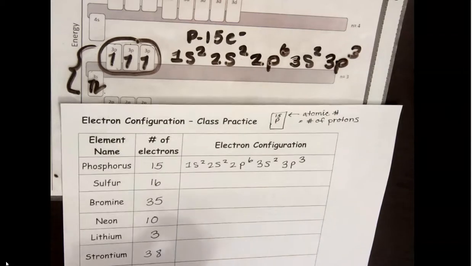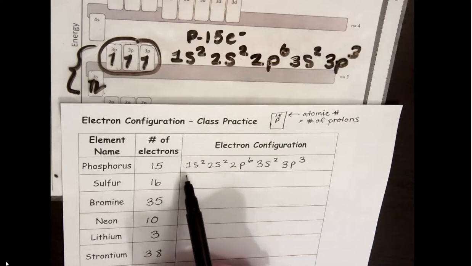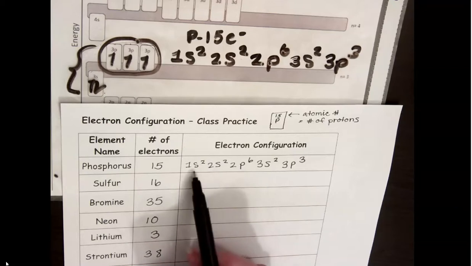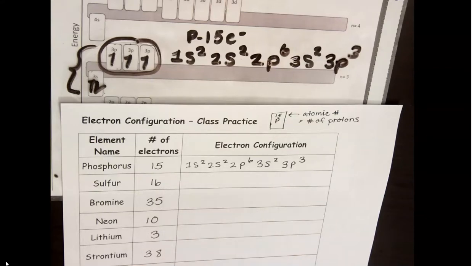Okay, make sure that your superscripts look like superscripts. Make sure your big numbers in front for the energy levels look like big numbers. Make sure you're using lowercase letters for our orbitals. And you don't need to put commas or anything between these. Just list them in order. Okay? All right, next is sulfur.